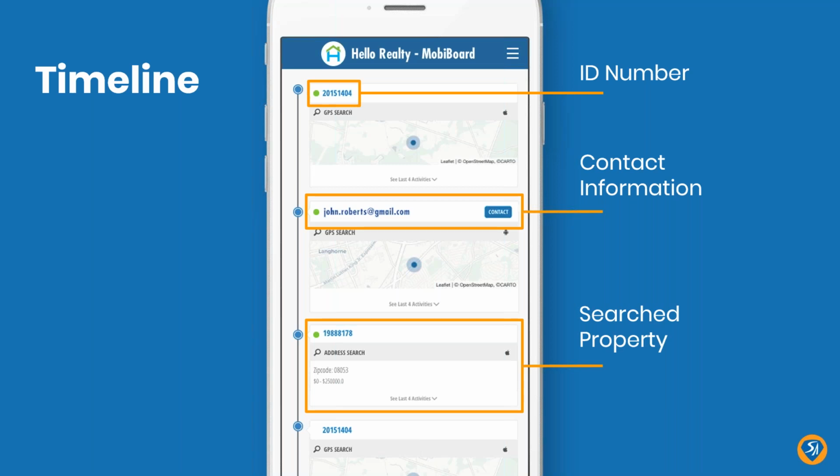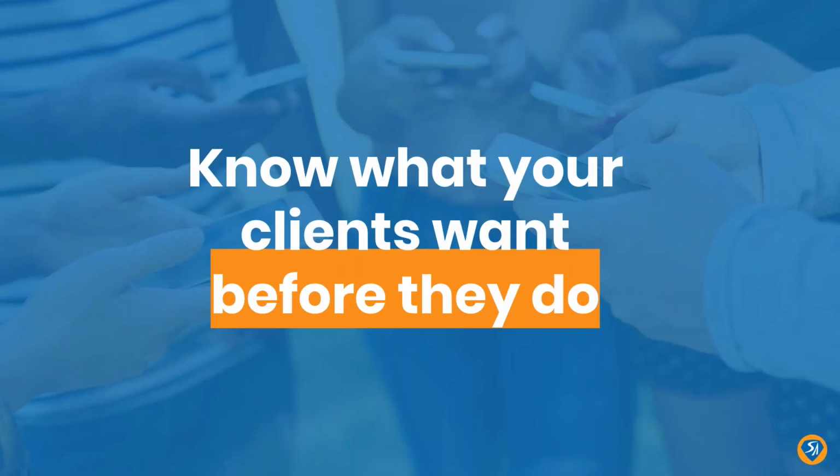But with John Roberts below, it's way better, because now I can hit that blue contact button and I can contact him to talk about the search he's doing right now, or I can click on his email address, which will take me to his client profile in the dashboard where I can see everything else I want to know about John Roberts. So that's a review of timeline.